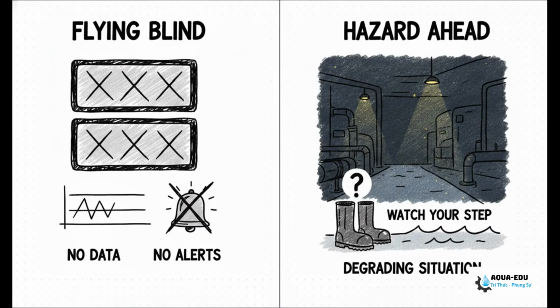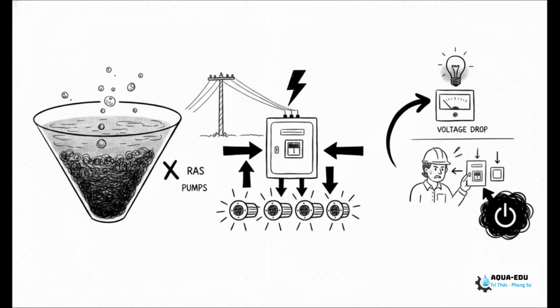And to make matters even worse, you're essentially flying blind. When the power drops, the SCADA, PLC, and monitoring screens completely shut down, leaving you with zero data and no alerts. Plus, even if emergency lighting kicks on, these wide plant areas become incredibly dark and hazardous. You've got to really watch your step while trying to manage a rapidly degrading situation. Also, without the RAS pumps running, the sludge in your settling tanks isn't circulating anymore. A thick layer of bottom sludge rapidly builds up, and that can turn anaerobic very quickly.